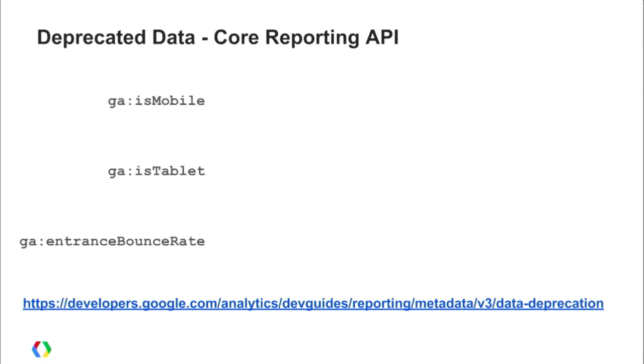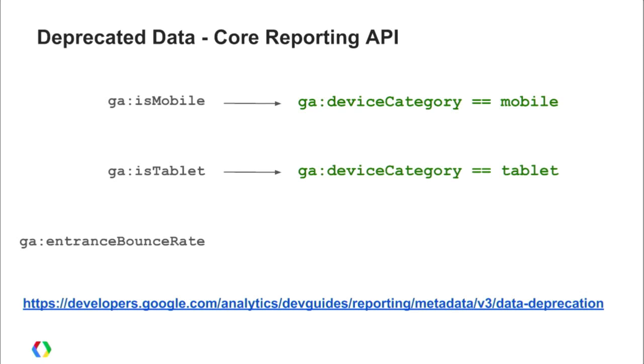What's happened here is that we have a device category dimension, so isMobile is deprecated, and we recommend that you use deviceCategory equals mobile instead. You can set that as part of a segment or a filter. It's the same for isTablet: you should use deviceCategory equals tablet to get exactly the same data. Those are the two main things for the mobile and tablet space. For entranceBounceRate, we should be using visitBounceRate instead. These are equivalent measurements. We're just cleaning things up, making it more consistent.